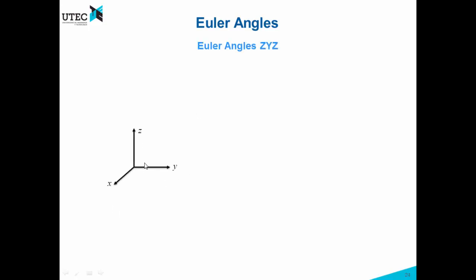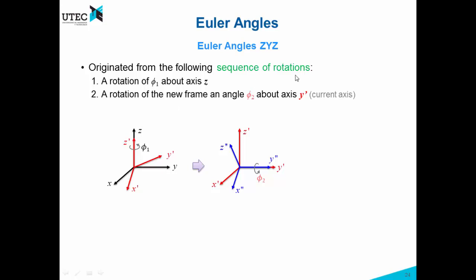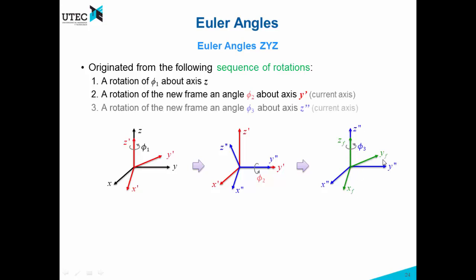So let's consider this fixed frame. And now we're going to rotate an angle phi1 about the z-axis, and this will lead to this red frame. So the first is a rotation about z. Then we are going to rotate about the current y prime axis. We rotate an angle phi2. So the second rotation is about the current or new y prime axis. And the third rotation is about the current or new z double prime. We'll rotate again about this z double prime, and we get the final frame, which is this green one.